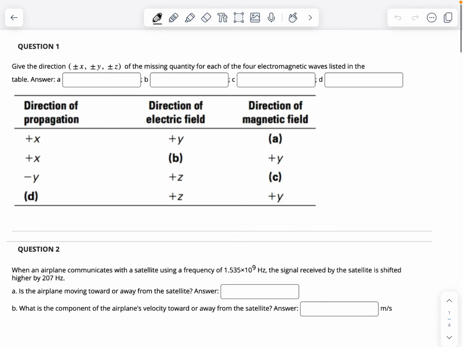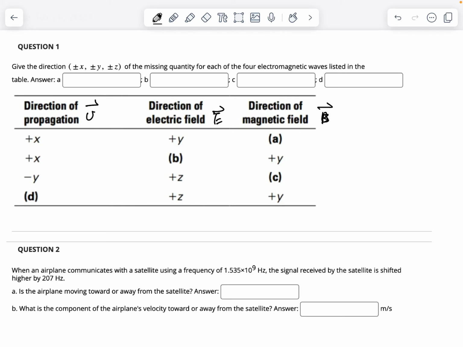Okay, so this is chapter 25 homework. Give the direction of the missing quantity for each of the four electromagnetic waves listed in the table. Here is the first one: direction of propagation. So basically the direction of V, the direction of E, the direction of B.